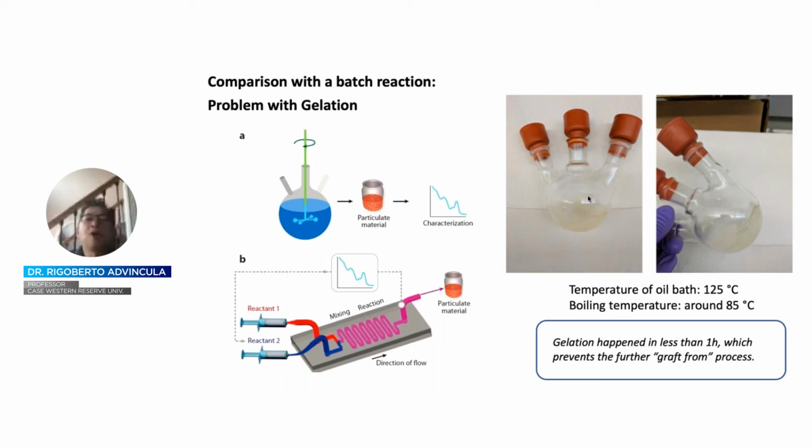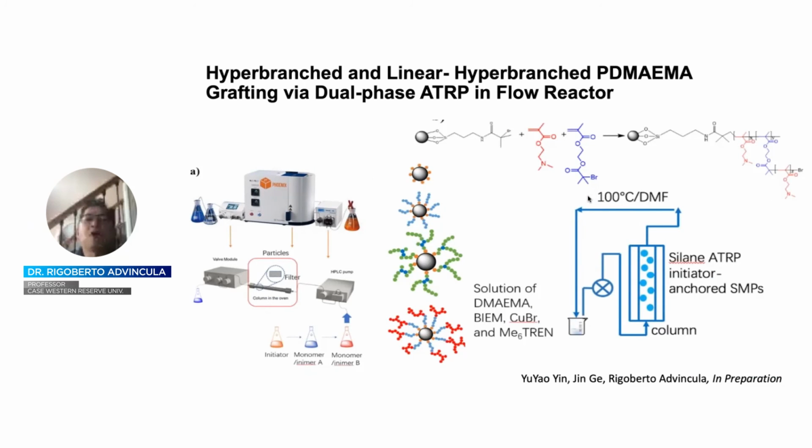Now, the last example I have for this talk, and I'll be happy to take questions afterwards, is how we use the setup to control the branching, or the degree of hyperbranching, by use of an inimer, and how we are able to, for example, demonstrate what we call a linear hyperbranched dendrigraft on a particle surface. So again, the same method. We pack the column with the particles. In this case, instead of doing RAFT, we did ATRP.